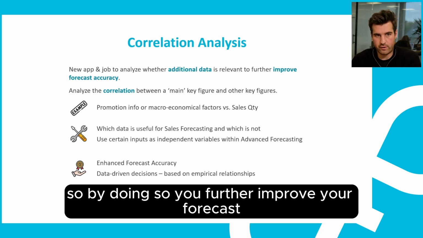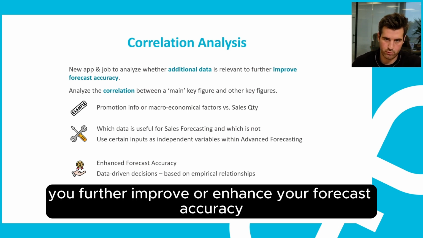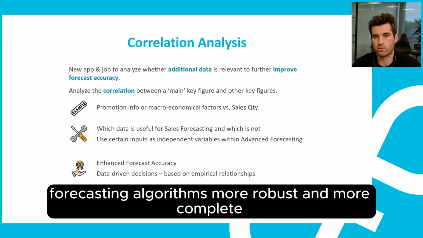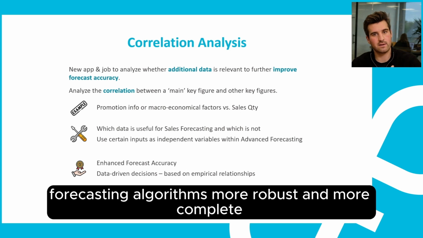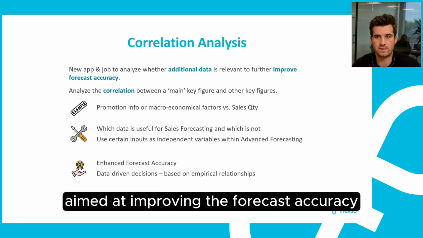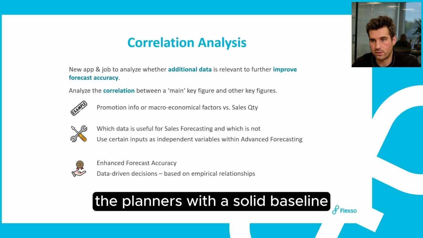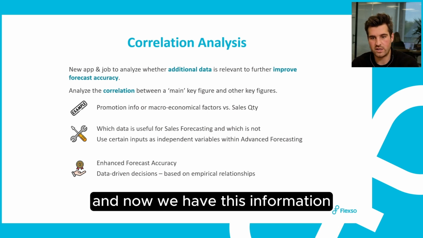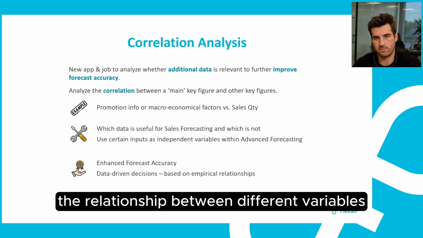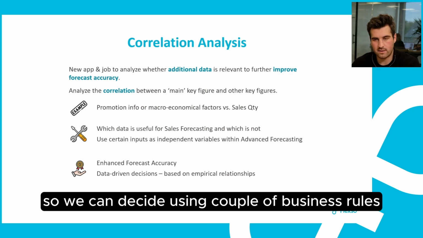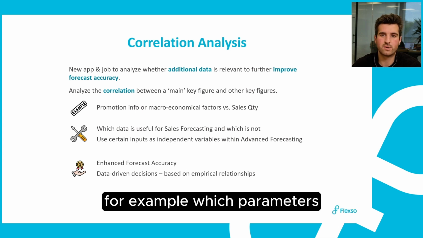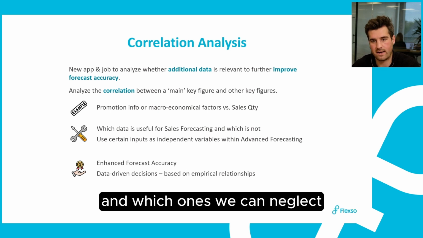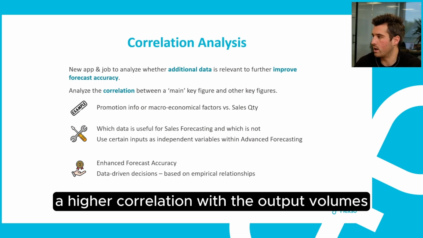By doing so, you further improve or enhance your forecast accuracy, and you make your forecasting algorithms more robust and more complete, let's say. So in the end, all this is again aimed at improving the forecast accuracy and ultimately providing the users, the planners, with a solid baseline for these data-driven decisions. Now we have this empirical information on the relationship between different variables. So we can decide, using a couple of business rules, for example, which parameters or which factors are important for our statistical forecast and which ones we can neglect because they don't have a higher correlation with the output volumes, let's say.